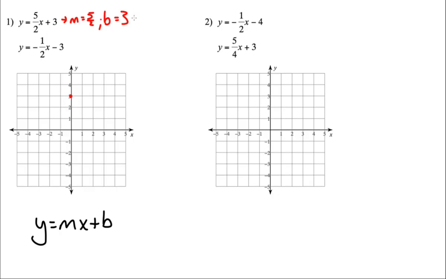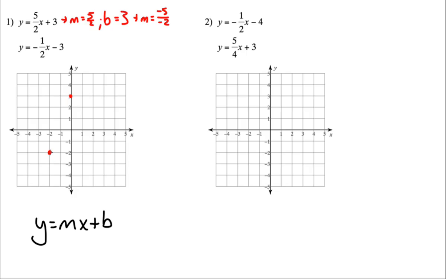The problem is if I rise 5, 1, 2, 3, 4, 5, I'm off the graph. So instead, I'm going to say that my m is, instead of positive 5 over positive 2, I'm going to call it negative 5 over negative 2. A negative over a negative is a positive, so it's the same thing. But now it allows me to find my second point, because from this point, I can go up negative 5, which is the same thing as going down 5. So 1, 2, 3, 4, 5. And then to the right, negative 2, which is the same thing as going to the left 2. 1, 2, to right here.